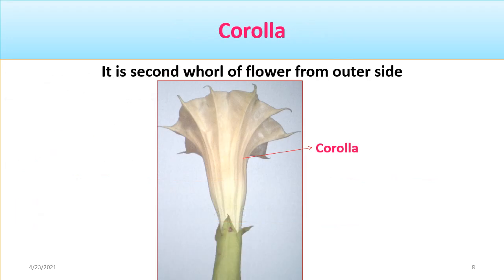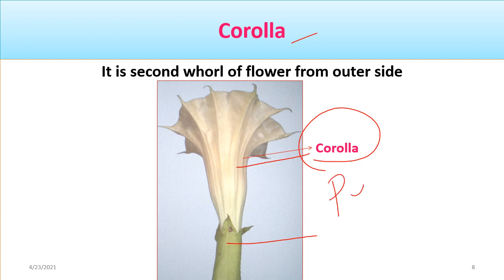Now the next part, that is corolla. The part we just saw was calyx, green in color, the protective whorl, the outermost whorl of the flower. This is mostly non-green or differently colored, and it is the second whorl of the flower. This is one of the non-essential whorls of the flower. Mostly it is colored and fragrant for attraction of insects. So let us learn what corolla is. The member of corolla is petals. So let us move to the next slide.